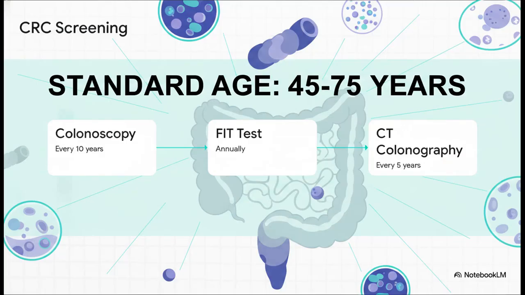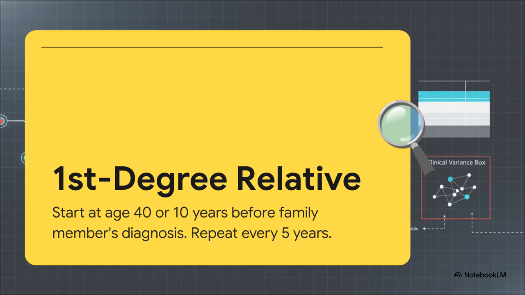Okay, let's start with colorectal cancer. The standard screening window strictly opens at age 45 and runs through 75. You essentially have three primary pathways here: the gold standard colonoscopy every 10 years, an annual FIT test, or a Cologuard test every 3 to 5 years. Pretty straightforward baseline, right? But here is where things shift, the clinical variance box.